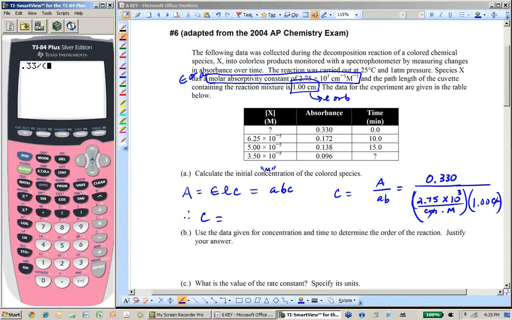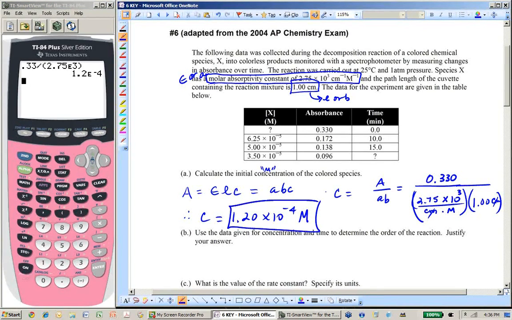0.33 divided by, open a paren. Really, I didn't need to, because I'm not going to bother to multiply that by 1. I just could have multiplied that denominator by 1. It's pointless. Why waste the energy? So that comes out 1.2, missed my decimal, times 10 to the minus 4 molar. 1.2 times 10 to the minus 4 looks very nice in that table, because that would be 12 times 10 to the minus 5 if you wish.